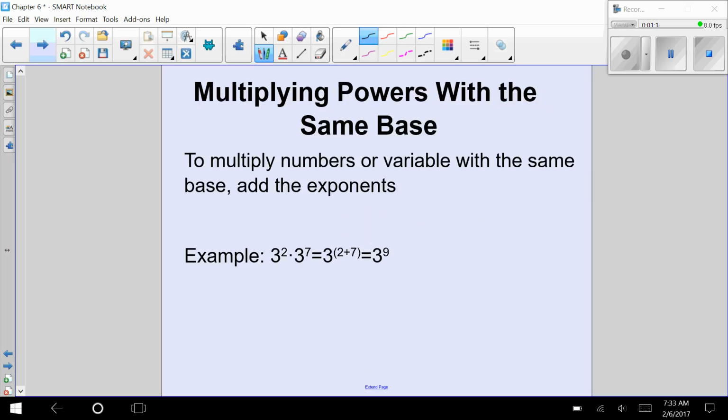So multiplying powers with the same base. To multiply numbers or variables with the same base, so that same big number, we add the exponents. So 3 squared times 3 to the 7th, we add those exponents, 2 plus 7, and we get 3 to the 9th power. Notice that this base has to be the same and that it does not change.